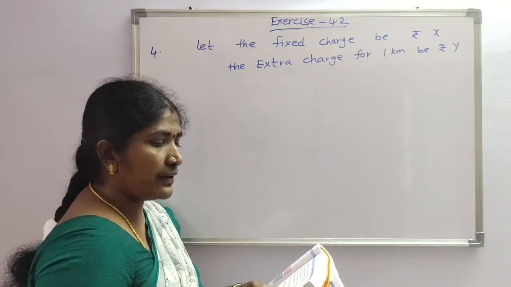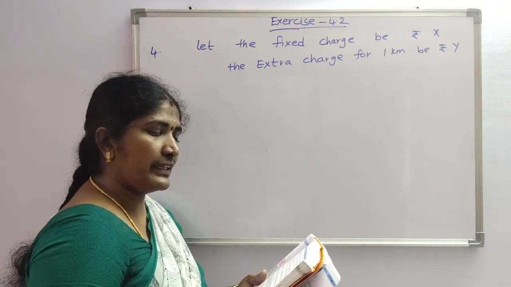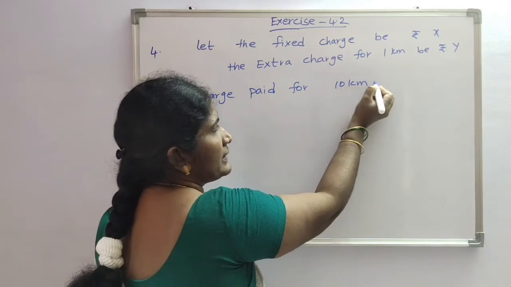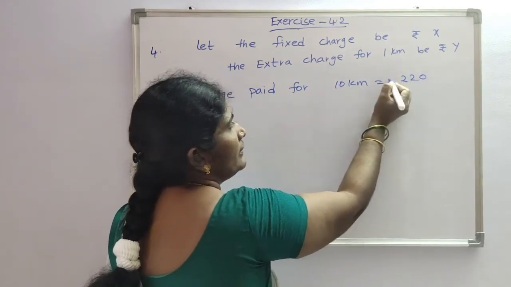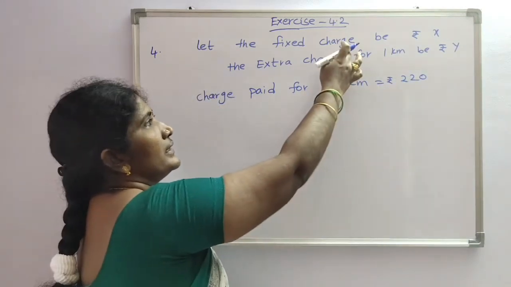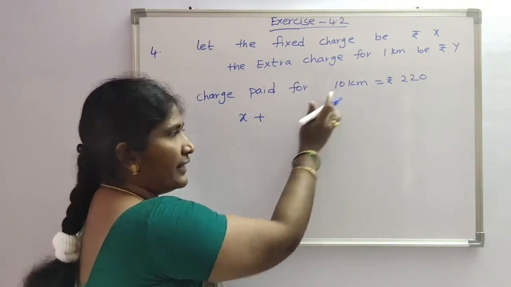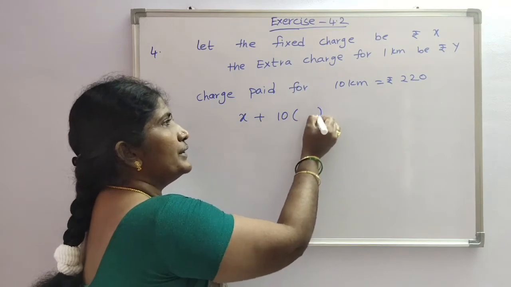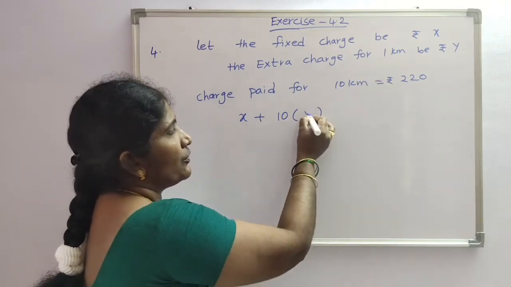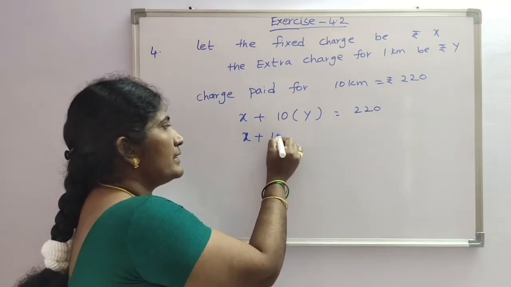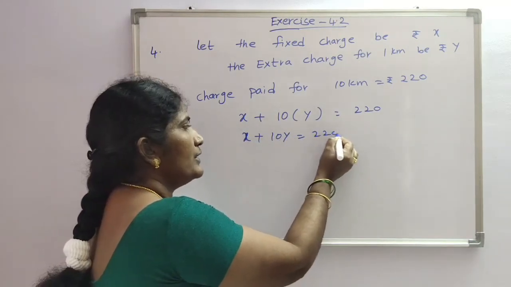Now, in the question, what did they give? The charge he paid for 10 kilometers is 220. The charge paid for 10 kilometers is equal to 220 rupees. See here, the fixed charge is x plus the distance he travelled, 10 kilometers, into the extra charge y, is equal to 220. That is x plus 10y is equal to 220.